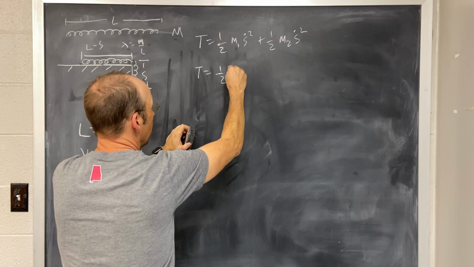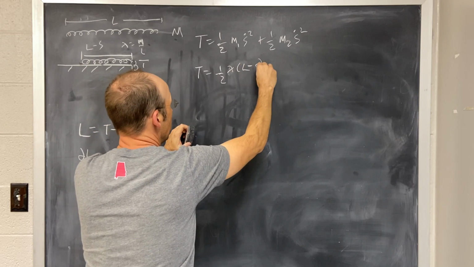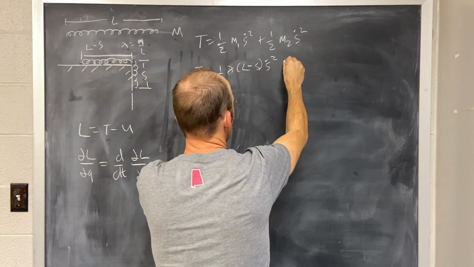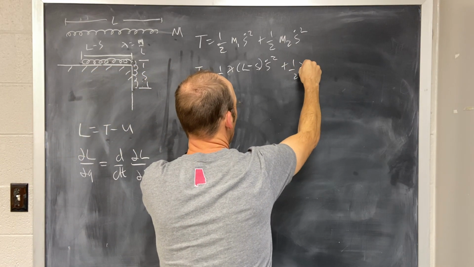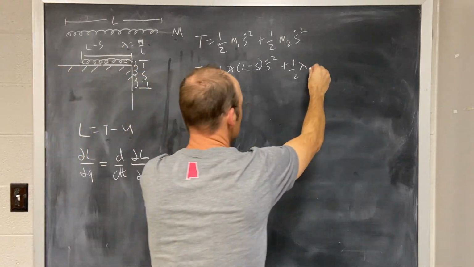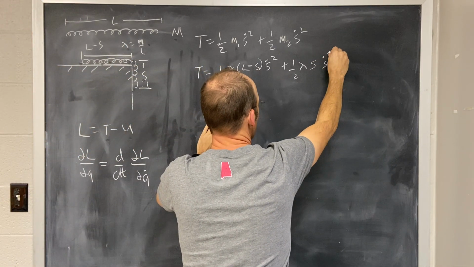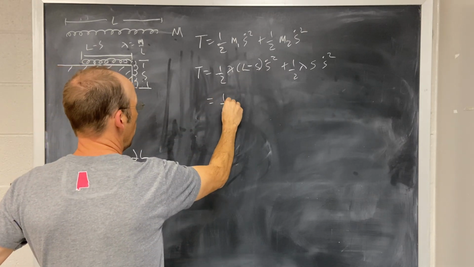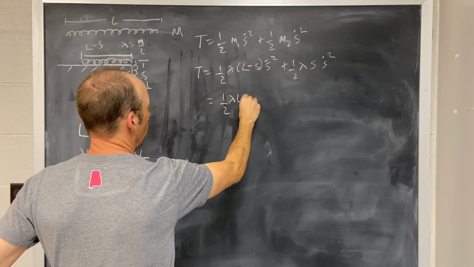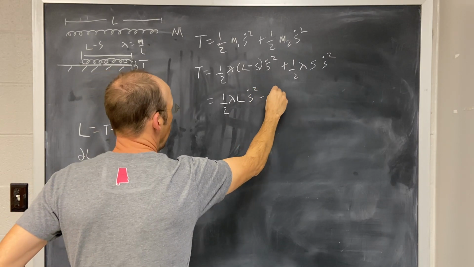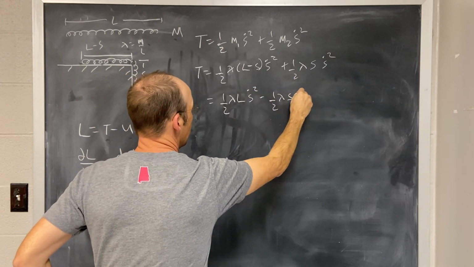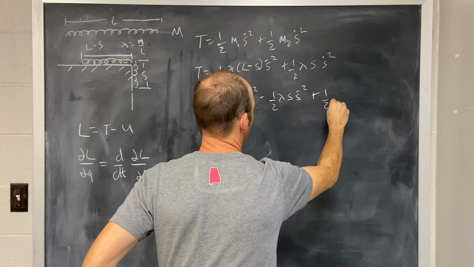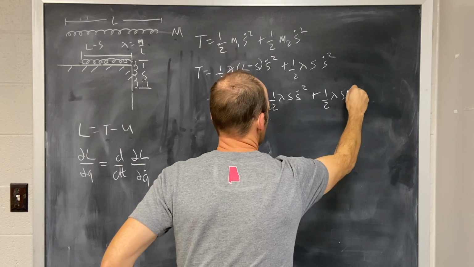It's going to be lambda L minus S dot squared. And then the other piece is going to be plus 1/2 lambda times its length, which is S, times S dot squared. Now I can multiply this out and I get 1/2 lambda L S dot squared minus 1/2 lambda S dot squared, and then that term plus 1/2 lambda S dot squared.